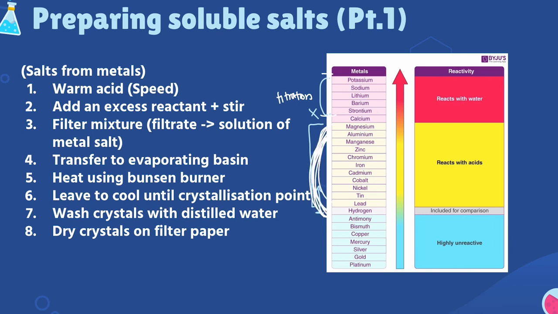The first thing we're going to do is warm the acid. So the acid is a limiting reagent, and this is done for speed. Secondly, we're going to add an excess reactant and stir it. Thirdly, we're going to filter the mixture. And fourthly, we're going to transfer the filtrates into the evaporating basin, where we're going to heat using a Bunsen burner. And lastly, or almost lastly, we're going to leave to cool until the crystallization point.